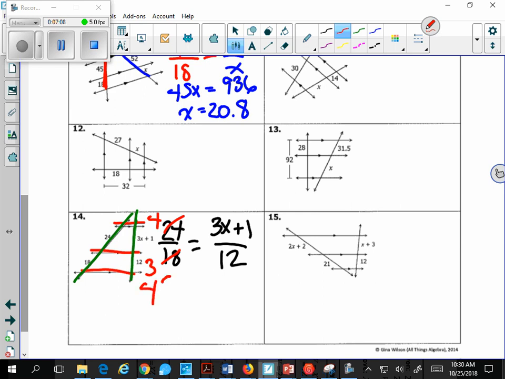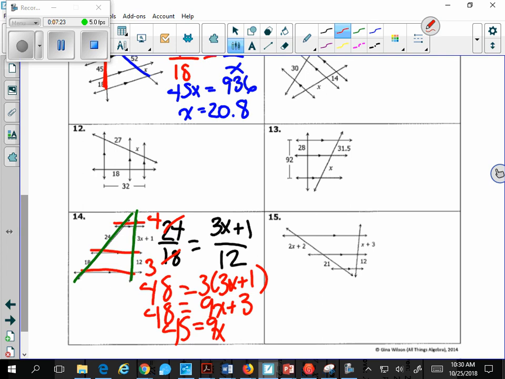That will leave me with 48 equals 3 times 3x plus 1, which turns into 48 equals 9x plus 3. Subtract my 3 to get 45 equals 9x, and divide out that 9, and x equals 5. So not too bad, I do not believe.